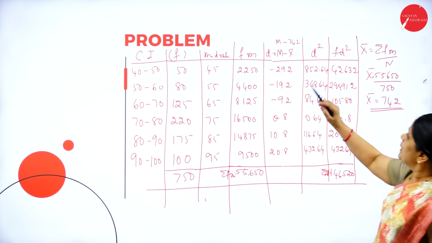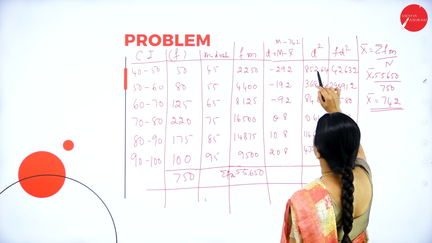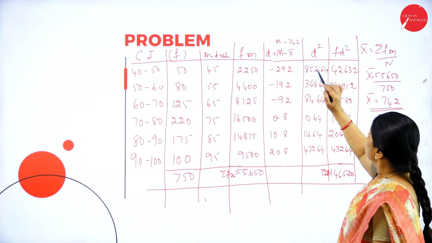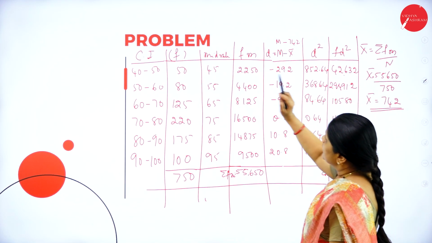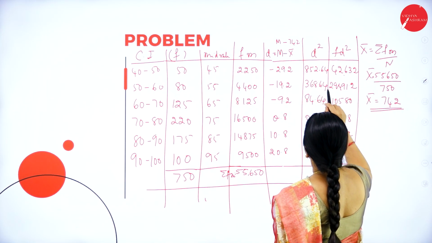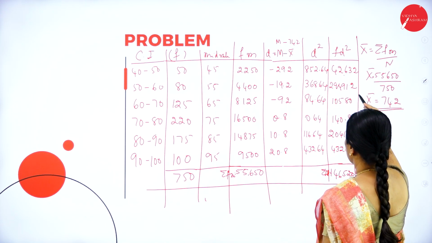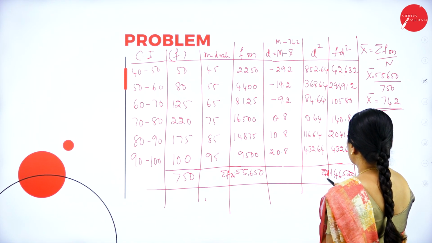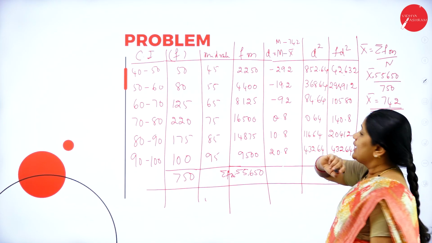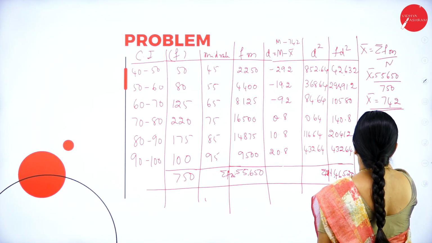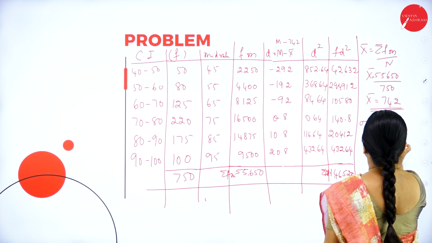So when we multiply f into d square, that is frequency into d square column, so 50 into 852.64, I get 42,632. So in the same way, 80 into 368.64, I get 29,491.2. So when I add all these values, I get 1,46,520. Now we have the standard deviation formula equals root of sigma fd square divided by n.